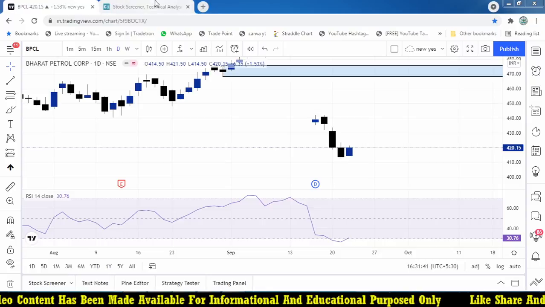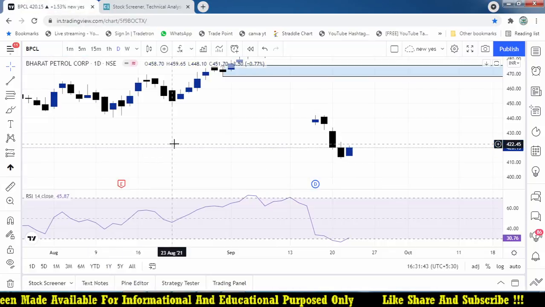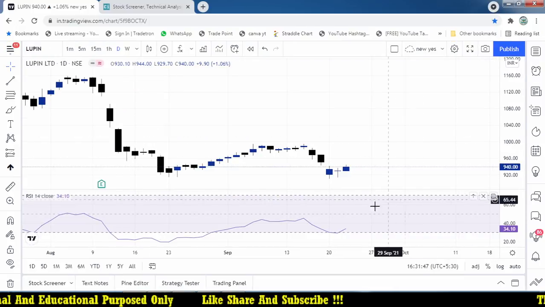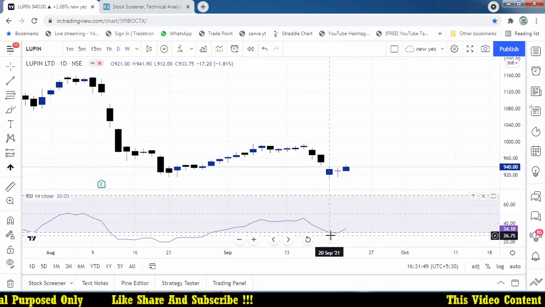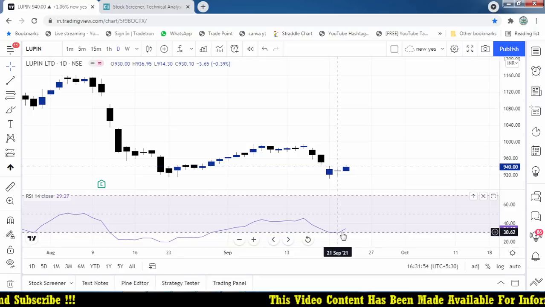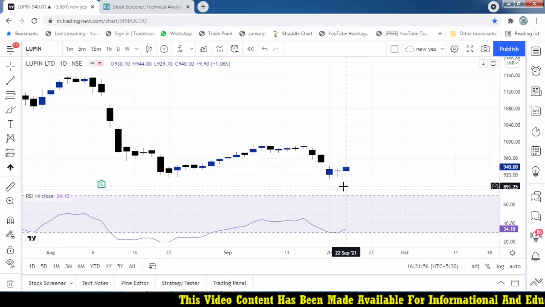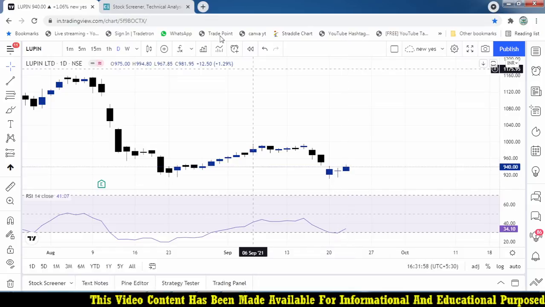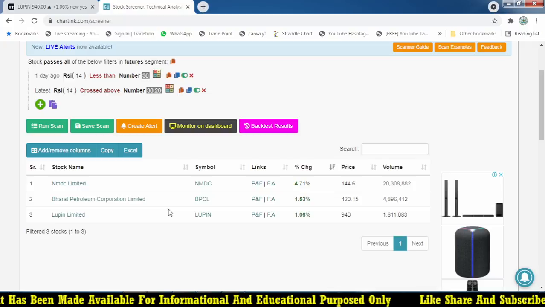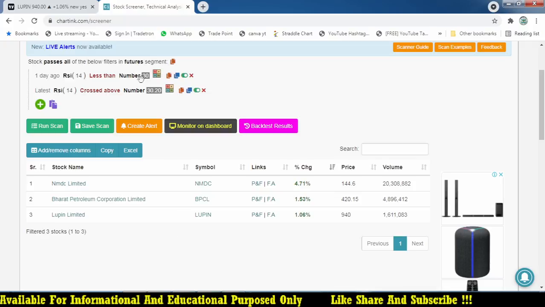And the third one is Lupin. It is not going below, but if you check the exact value, you can get 28.9, and after that today it crossed above 30. Yesterday it was moving, 21st September. So now we got 3 stocks that are recovering from the low. There is a good buy opportunity.